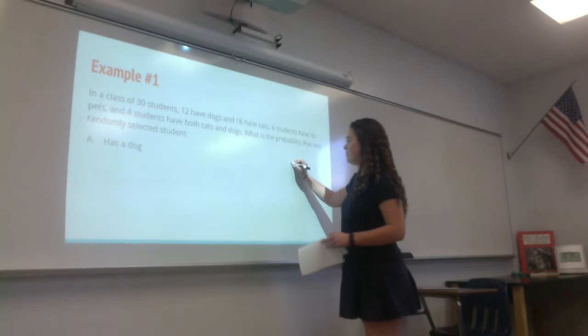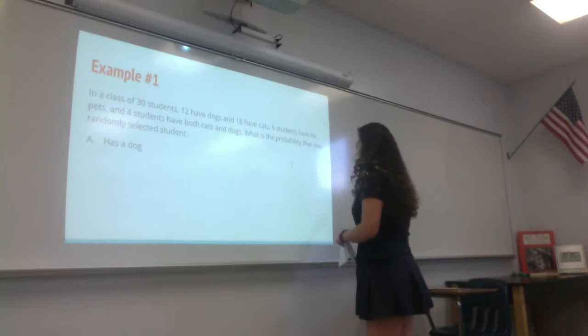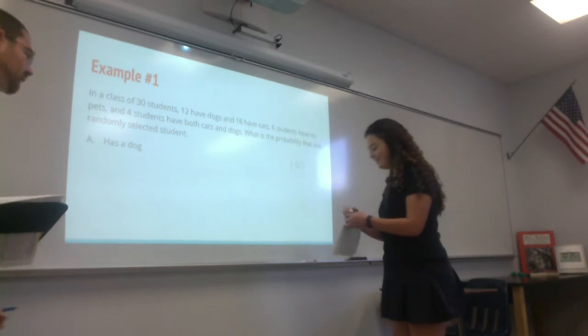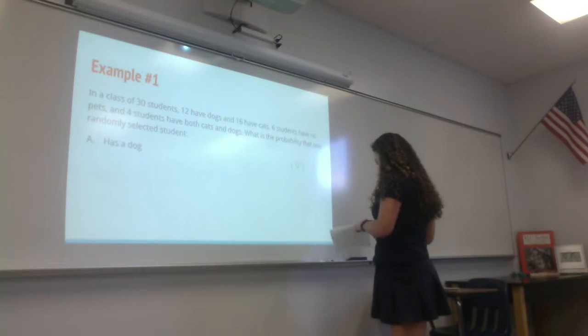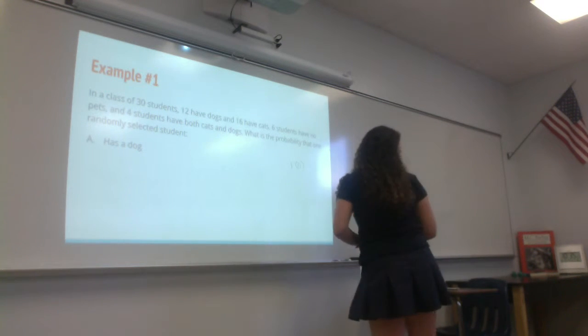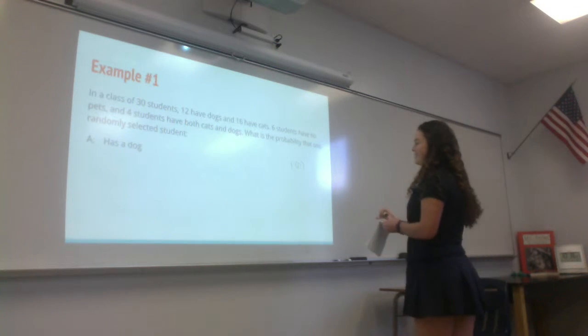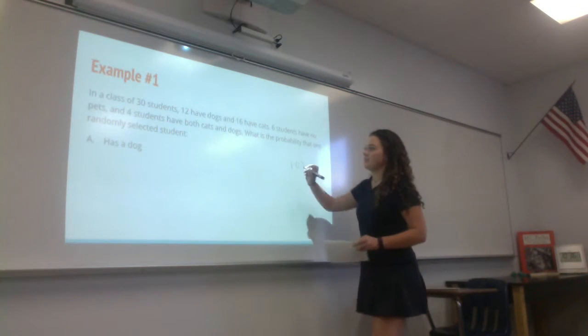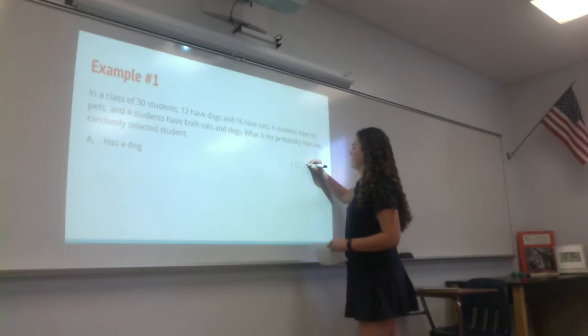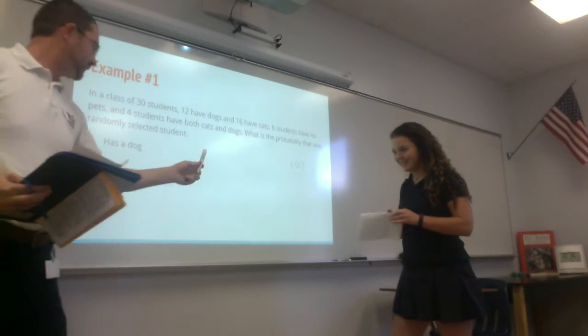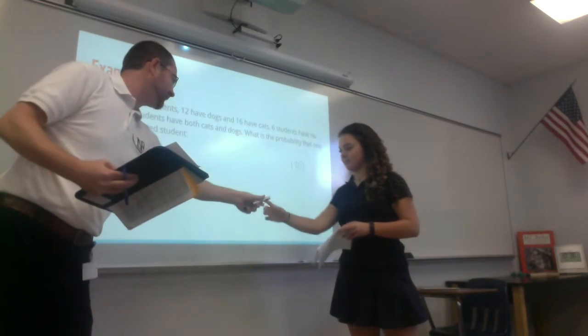And so your probability of, is there another marker or is this one's dying? Thank you. What? Yeah. My marker's dying. So your probability of having a dog is 12 over 30 students. Try this one. That one works. Thank you.